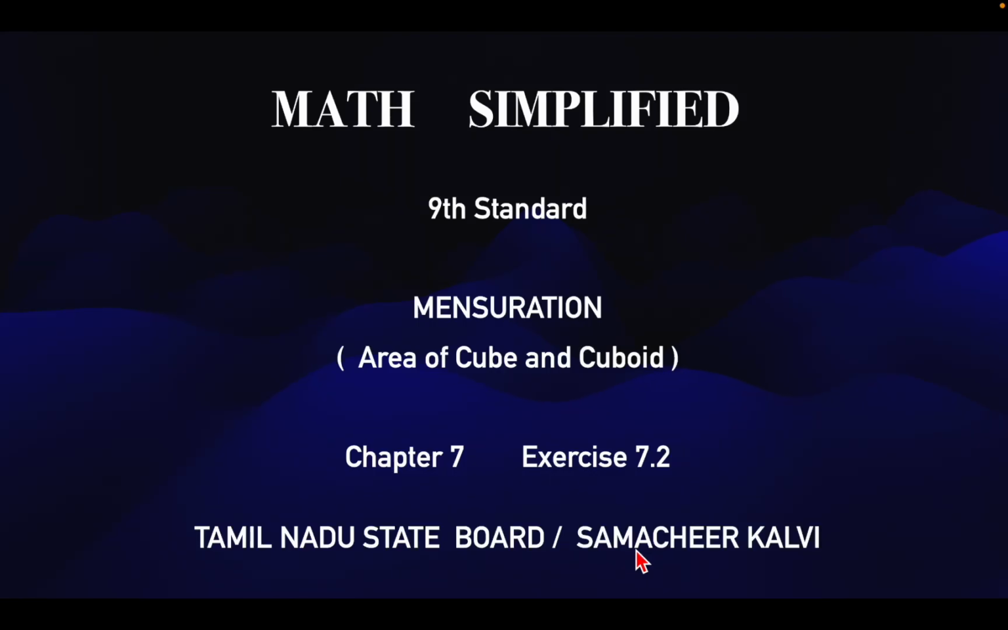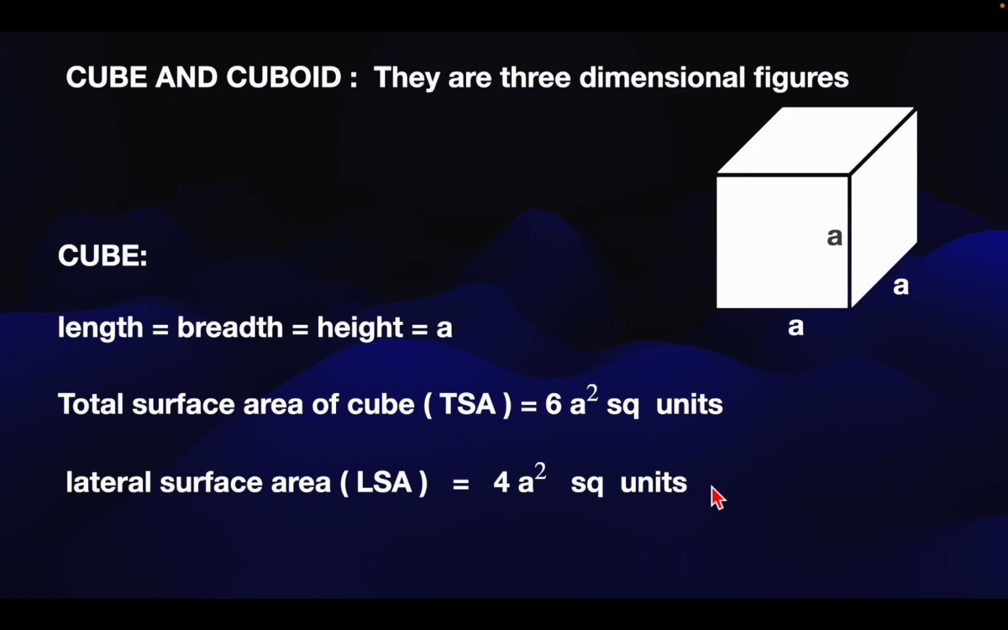Simplified, Chapter 7, Mensuration, Exercise 7.2, Cube and Cuboids. They are three-dimensional figures. So here it is. This is how a cube will look like.